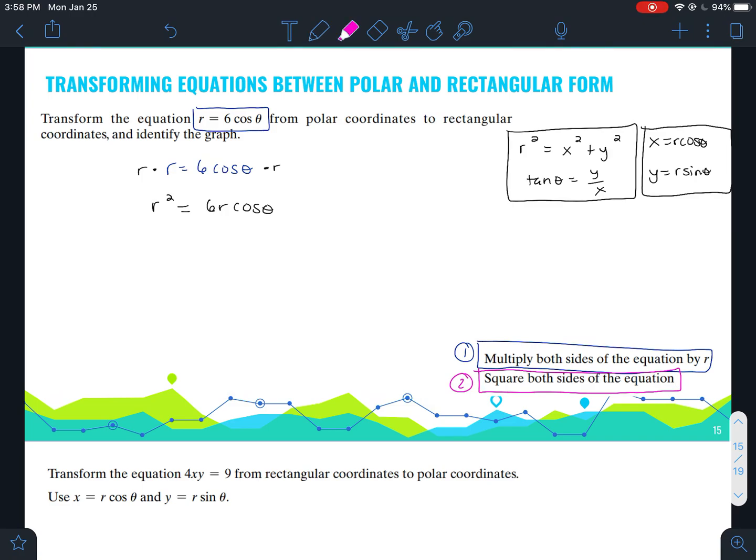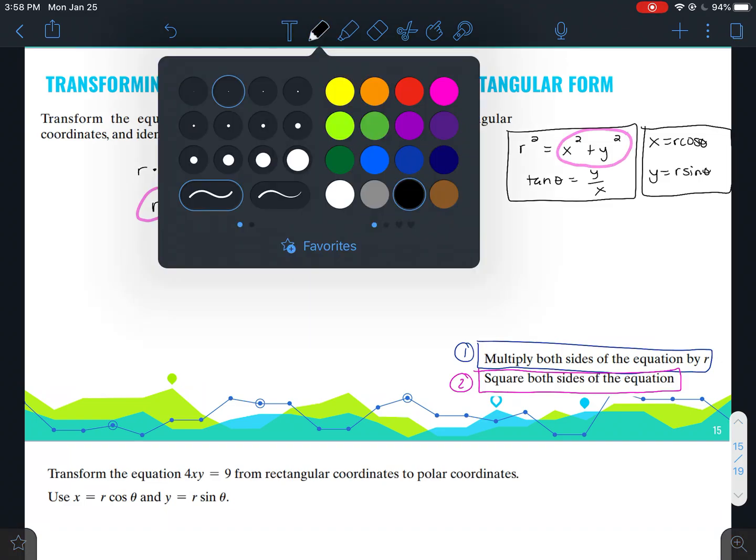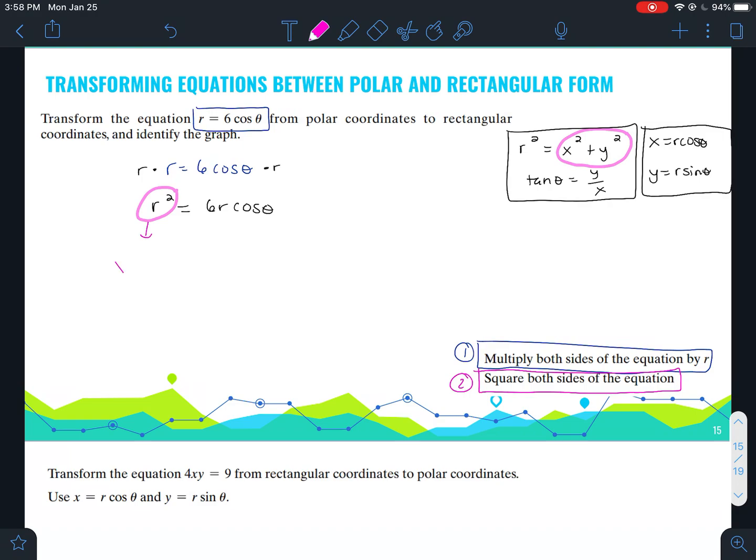Well, let's see what we got. Right now we're in polar form because we have thetas and r's, but can we substitute? Well, we have an r squared. What is r squared equal to? R squared is equal to x squared plus y squared. So this is going to be substituted to x squared plus y squared. And then on the next side, we have 6r cosine theta. Notice that r cosine theta, I can replace with x. So instead of 6r cosine theta, we can rewrite this as 6x. And so now I have x squared plus y squared equals 6x.